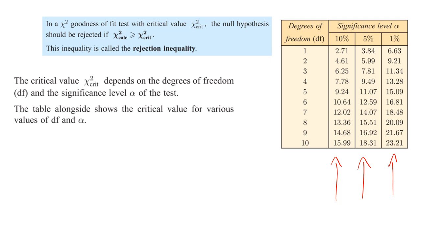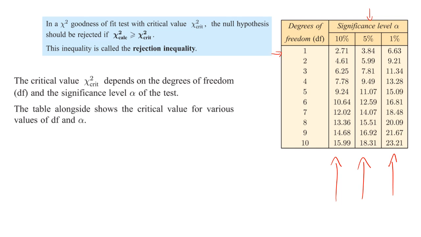So in a chi-squared goodness of fit test with a critical value of blank, the null hypothesis should be rejected if the chi-square calc value that we get from using our calculator is greater than or equal to chi-square crit. This inequality is called a rejection inequality. So the critical value depends on the degrees of freedom and the significance level of the test. Hence this table having significance levels and degrees of freedom. The table below just explains that.